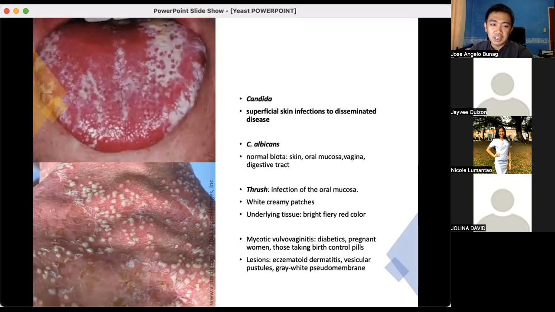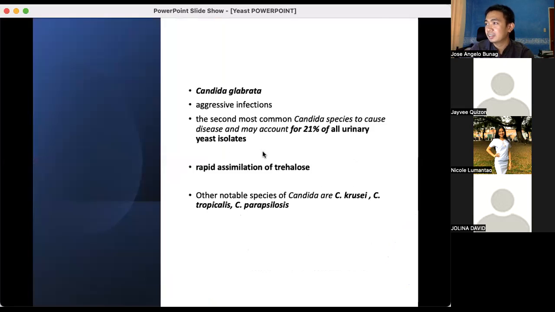If I may just add, with regards to the specimen, swabs and scrapings from the superficial lesion, blood, spinal fluid, tissues, biopsies, urine, and exudates na yung pwede natin gamitin. After which, you could also perform direct microscopic examination or culture technique. Pag-usapan natin yan mamaya.